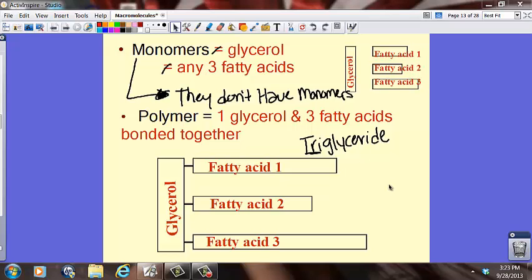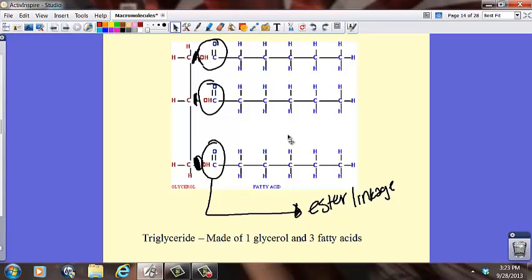So one category of lipids is fats, which again you can see here. If I were to look at my triglyceride from its molecular formula standpoint, I will notice that it also contains covalent bonds. And these covalent bonds, when we're talking specifically in lipids, we call them ester linkages.